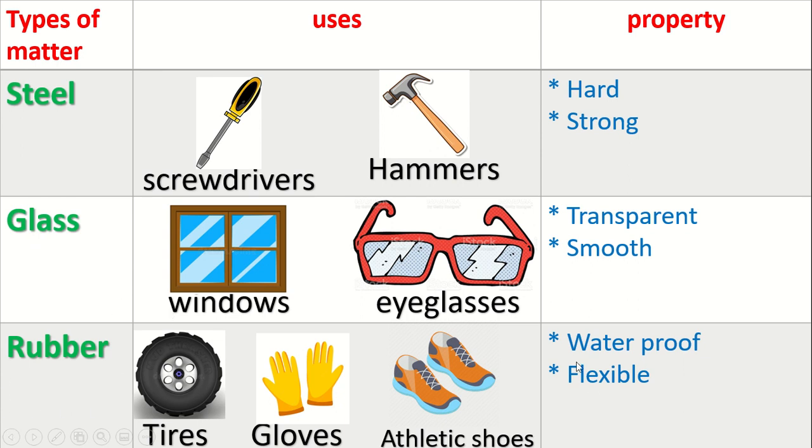Okay, the rubber is waterproof. We know what the meaning of waterproof is, right? Number two, it's flexible. So the rubber is waterproof and flexible. That's why we can use the rubber on making tires, gloves, and athletic shoes. So give reason why we are making the tires, gloves, and athletic shoes from rubber: because the rubber is waterproof and flexible.